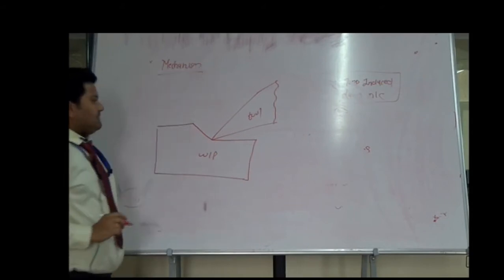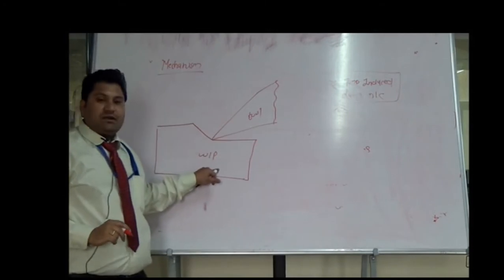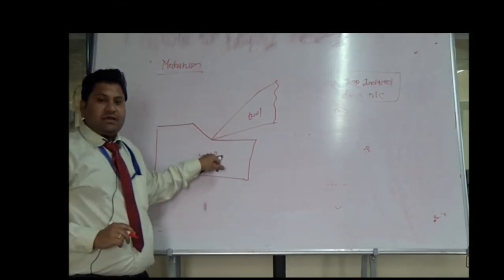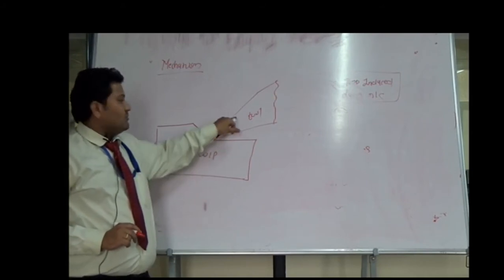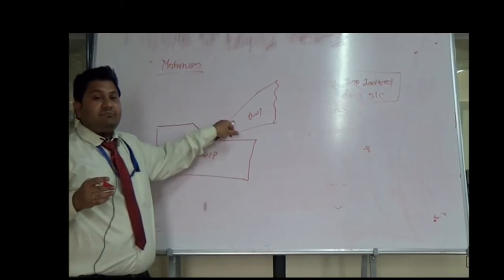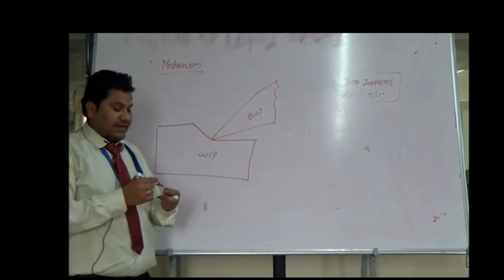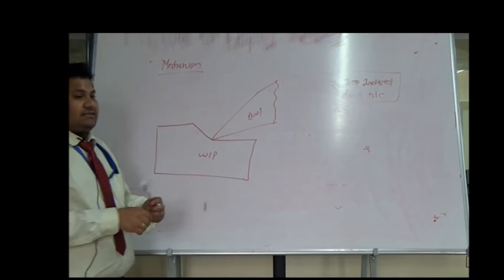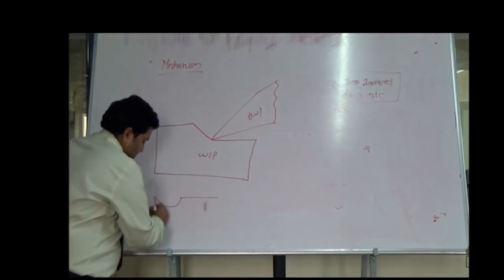What happens in this mechanism is that when the tool advances in the workpiece, because of the force of the tool, the material in front of the rake face of the tool forms the chip. So what is the rake face of the tool? You have to draw the very simple diagram. What is the rake face? The material goes, see here.